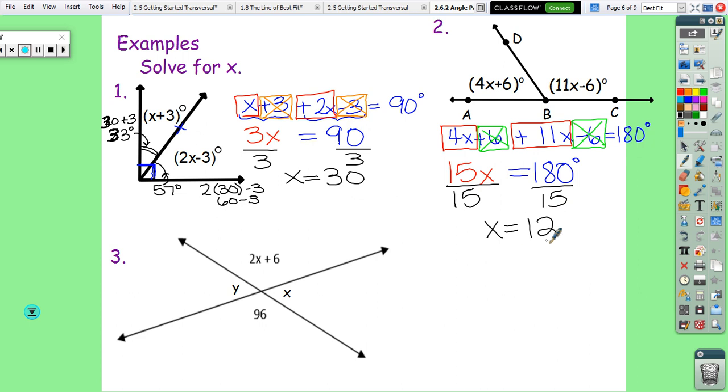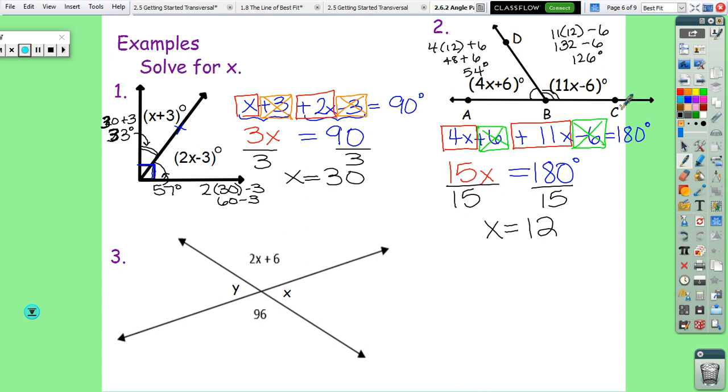This doesn't mean that that's our angle measure. It means that we would have to plug this into x to figure out what this angle is right here and what this angle is right here. So we would just do 11 times 12 minus 6, which is 132 minus 6, so 126 on this side, and 4 times 12 plus 6 over here, so 48 plus 6 is 54 degrees over here. So if we take 54 plus 126, it should add up to 180 degrees.